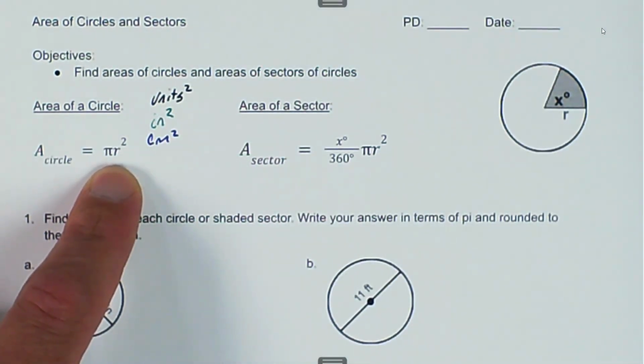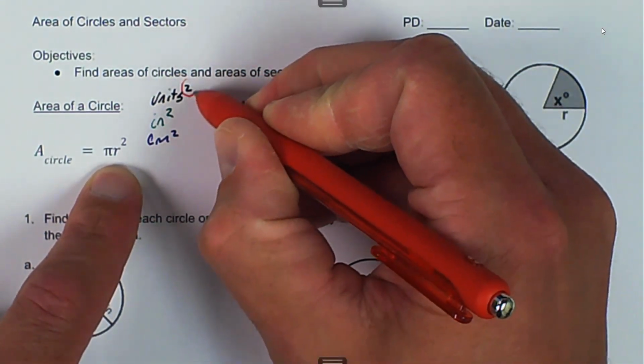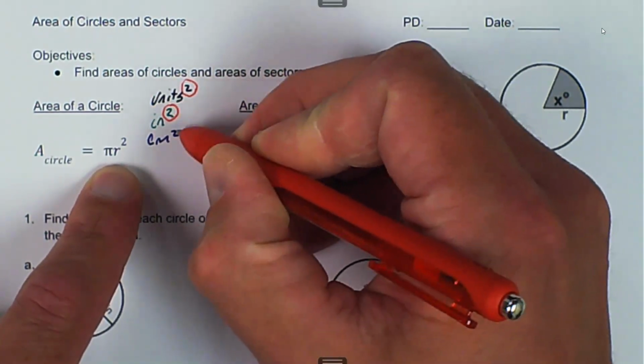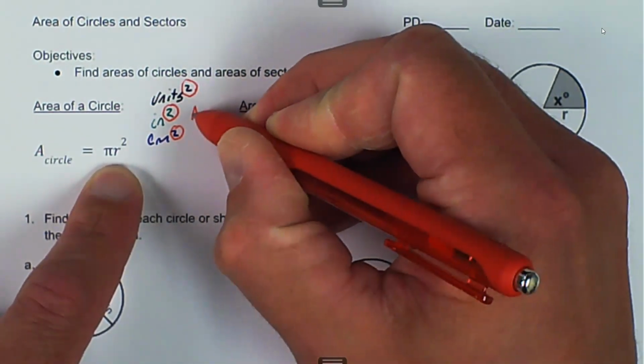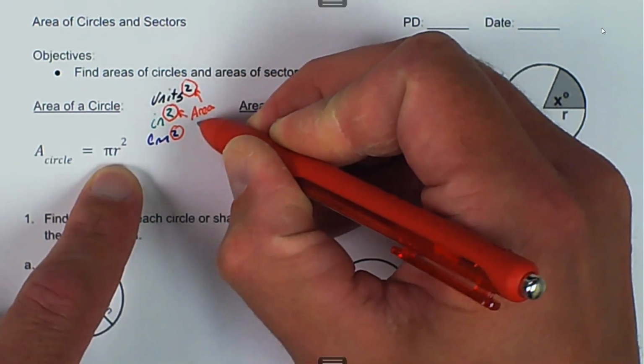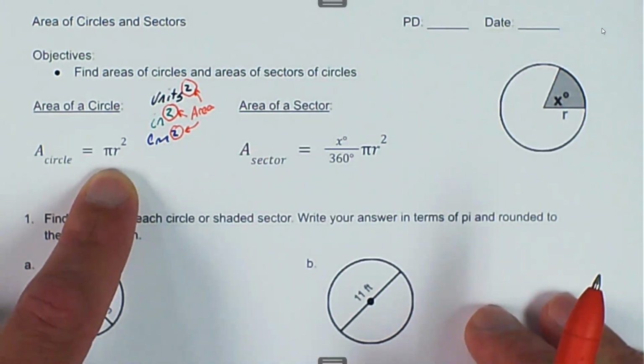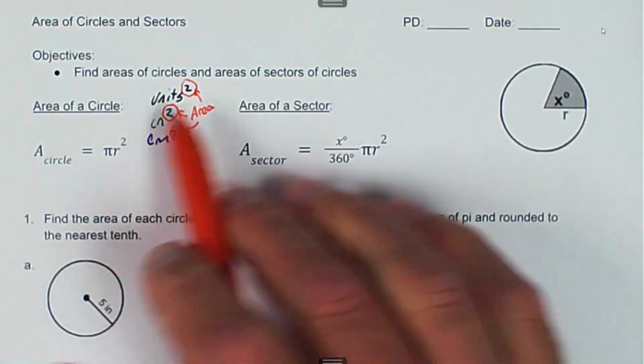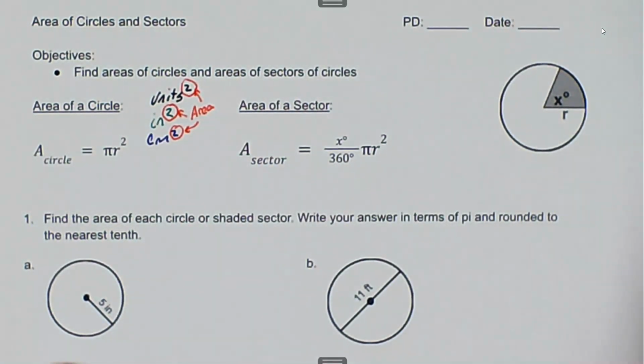And that square part on the units right there, that means we're talking about area. So when we say inches squared, centimeters squared, units squared, that means we're talking about area. We're no longer talking about a length or something that's linear.